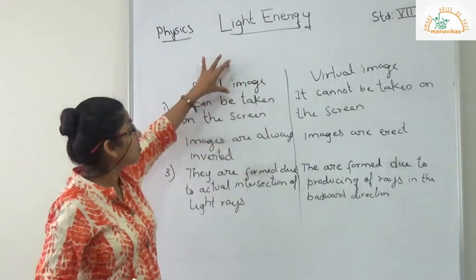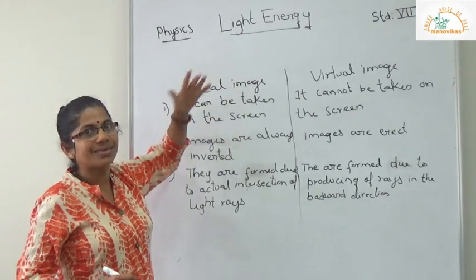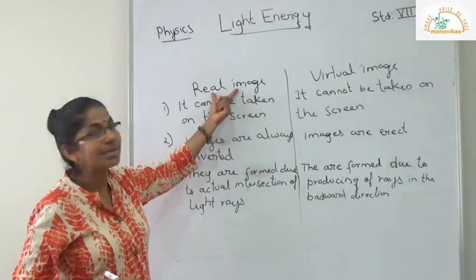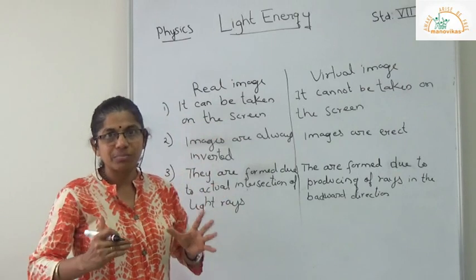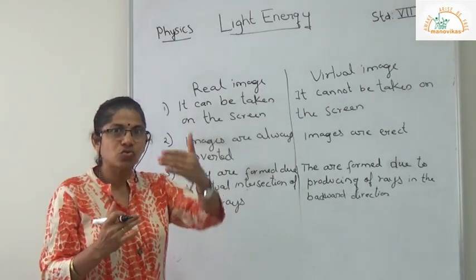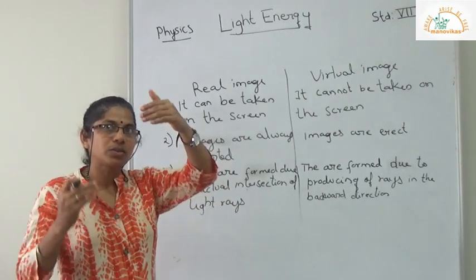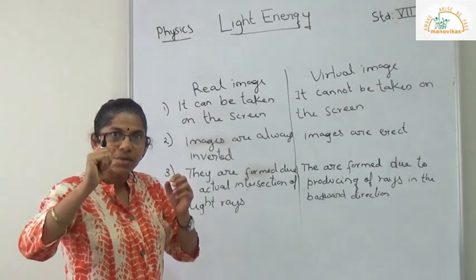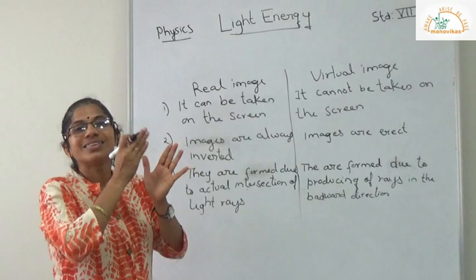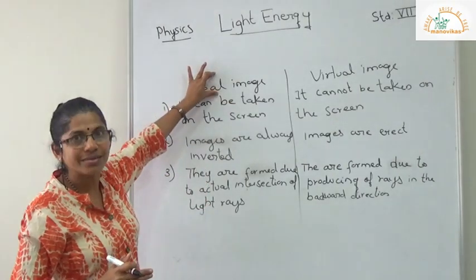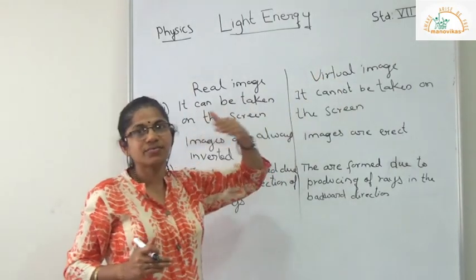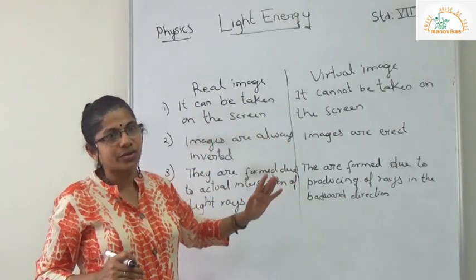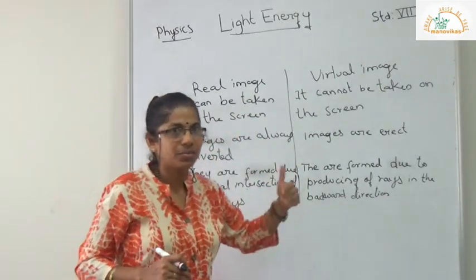Now in the higher classes you all will be learning more about real images. As I have already said, there are certain types of curved mirrors which produce real images. Like for example, a pinhole camera. When you are using a pinhole camera to focus a distant object, the light from the distant object will actually pass through the pinhole and it will be formed on the screen. So such images are real images. Whereas virtual is when you stand in front of a mirror, the image that is seen is a virtual image. Right?